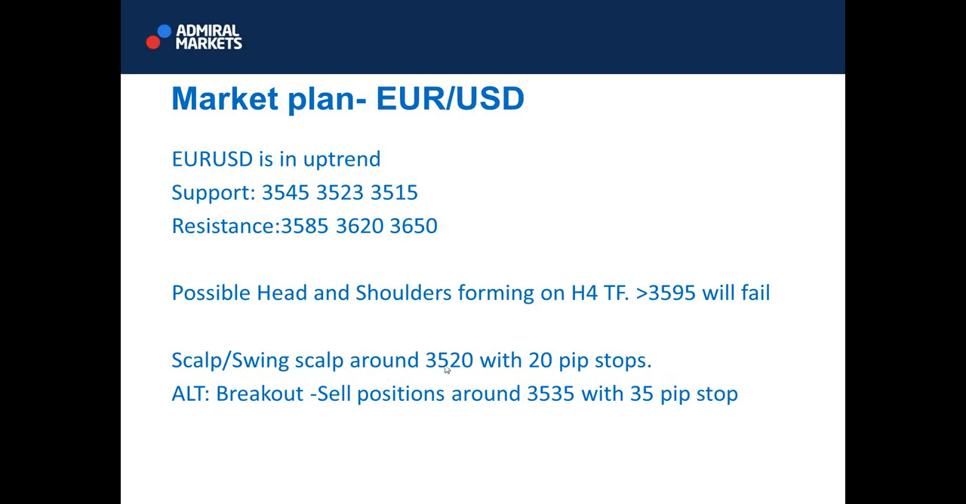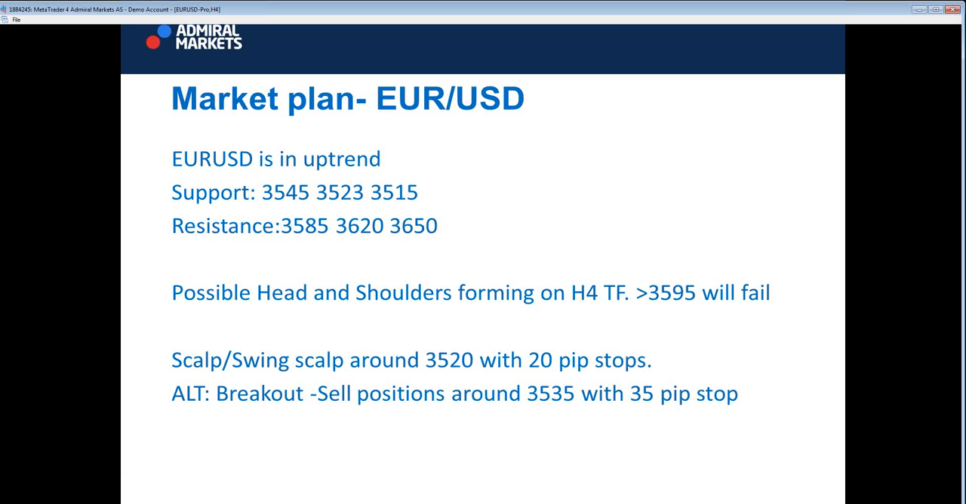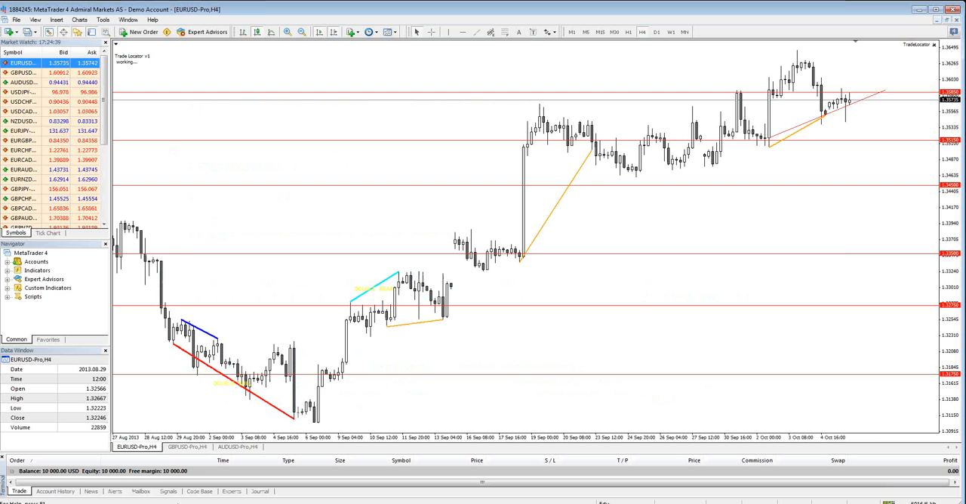So two scenarios can happen. Scalp or swing scalp around 35.20, and breakout sell with 35.35 entry. But if that doesn't happen tomorrow, you don't take these setups. These setups are valid for 24 hours. Okay?